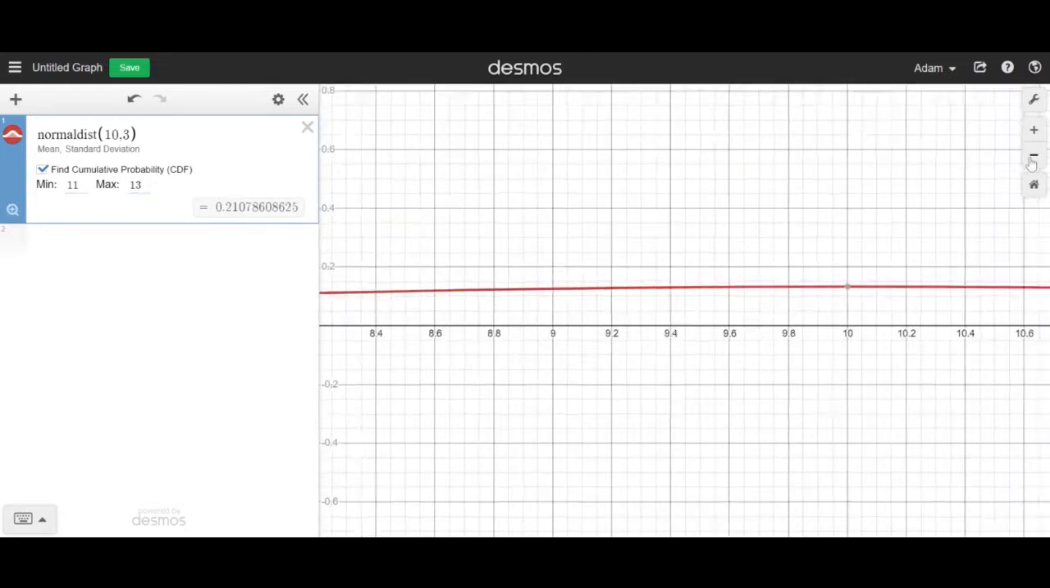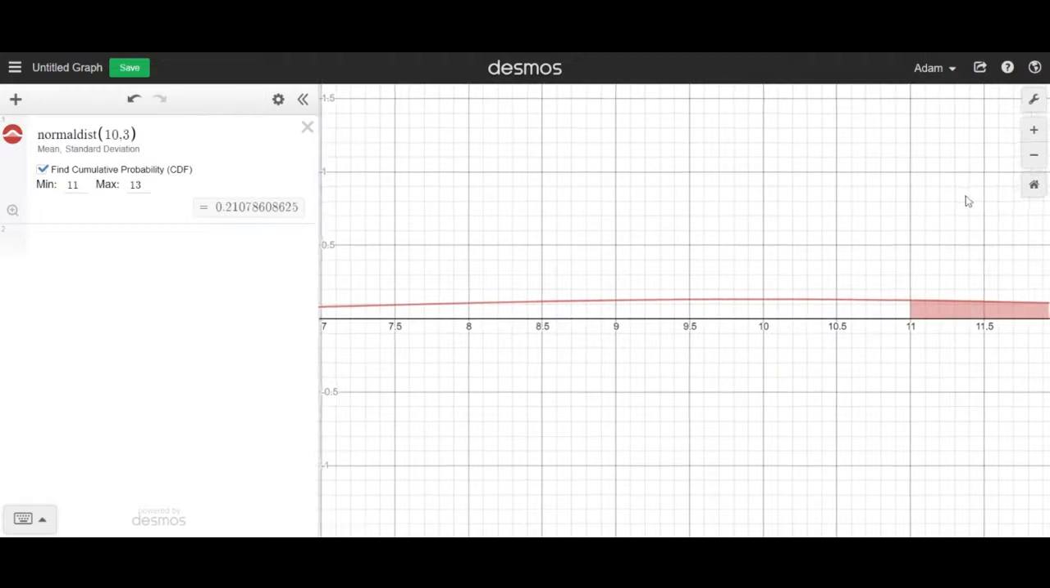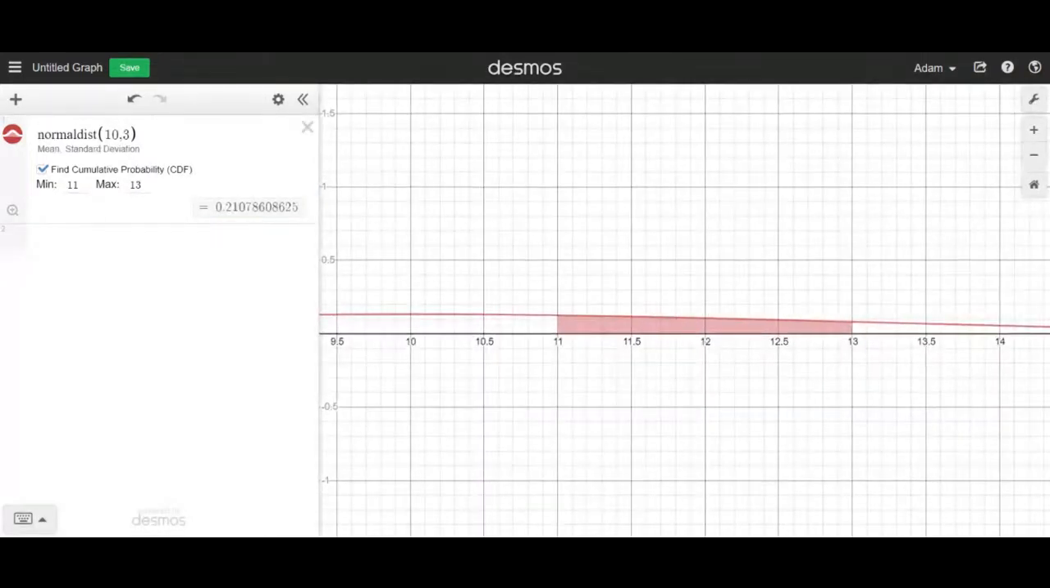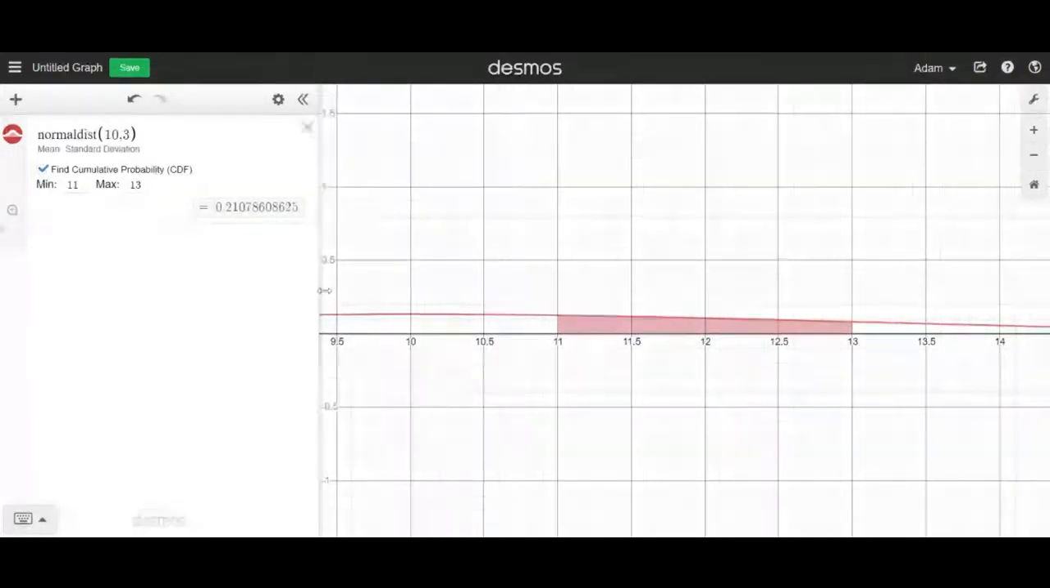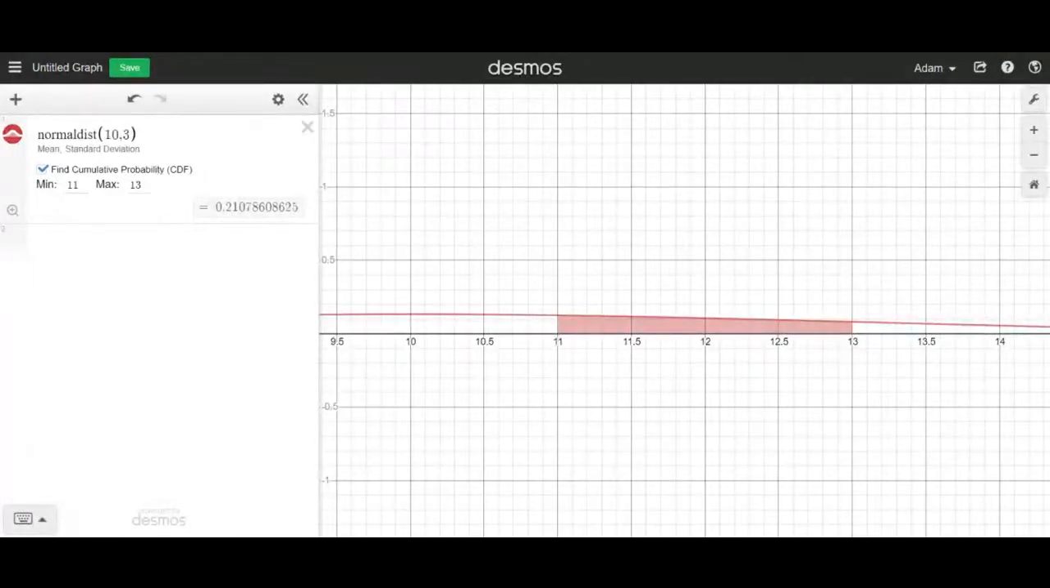Now, let me just zoom out a bit so we can see it. I'm going to click and hold, and we get this number. So we have about 0.21079, right? In my notes, I have 0.210786. But again, if we convert to a percent and round, we get 21.079%. So that is what we get.